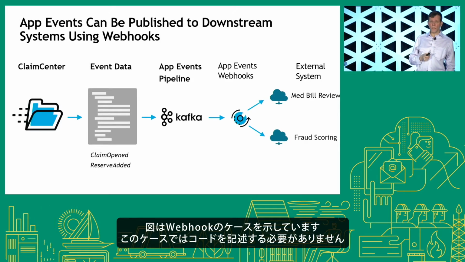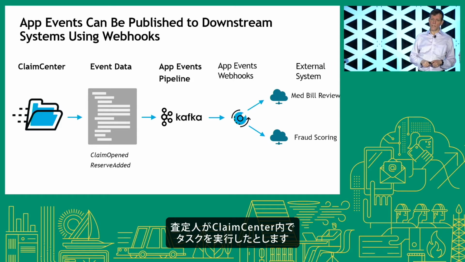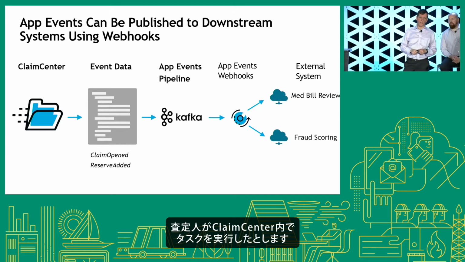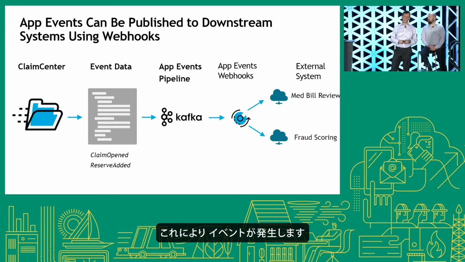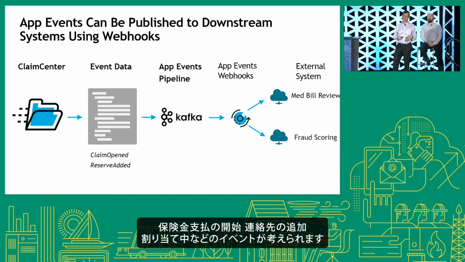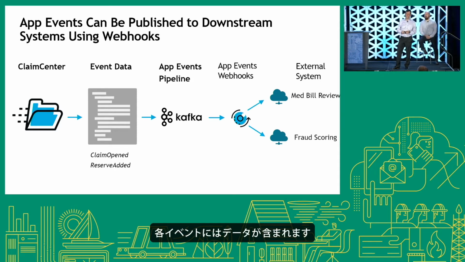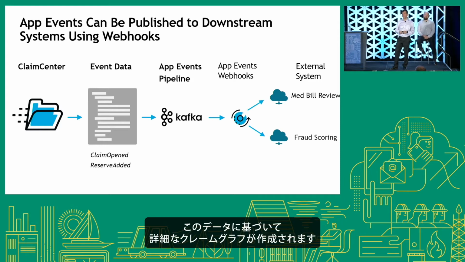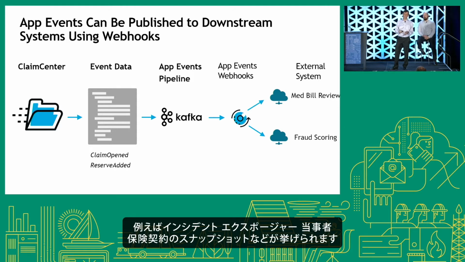So this is the webhook case. So this is the codeless case. And I just wanted to show the data flow through this. You can imagine an adjuster performs a task in ClaimCenter, maybe they file a claim. This is going to generate events: claim opened, contacts added, assignments being made, and so on. Each of those events is going to have data. The data is going to be the full claim graph. What I mean by the claim graph is the claim and all related information: incidents, exposures, parties involved, the policy snapshot, and so on.